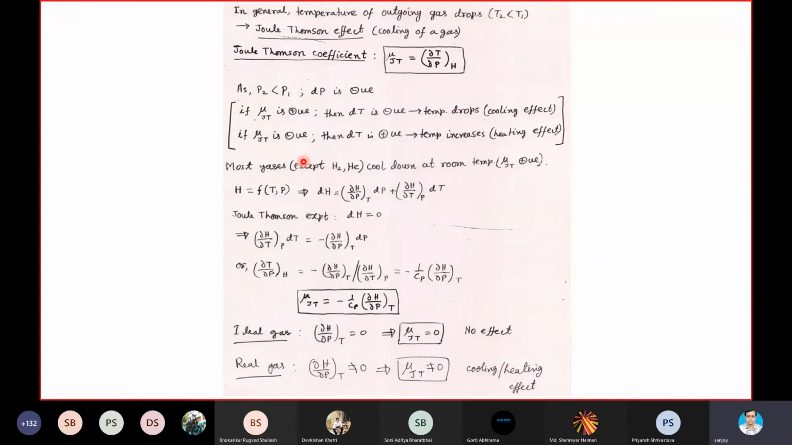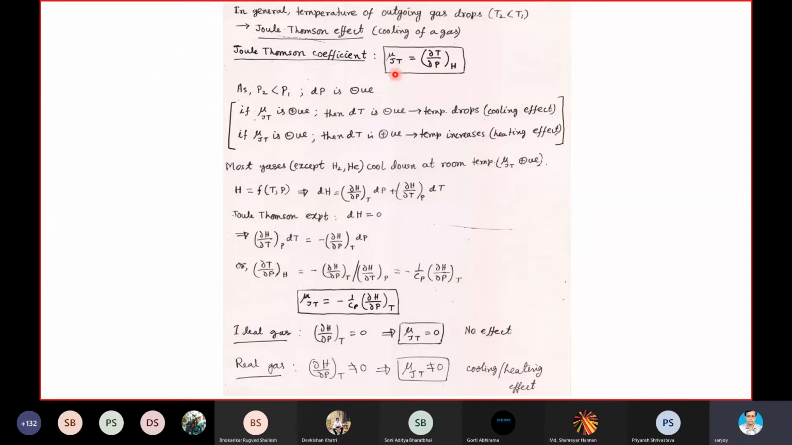That is why initially it was thought that hydrogen and helium are behaving differently, but it is not like that. They also exactly show the same behavior. Only the thing is that their temperature and pressure range is different from most of the other real gases. So they cool down at a much lower temperature.